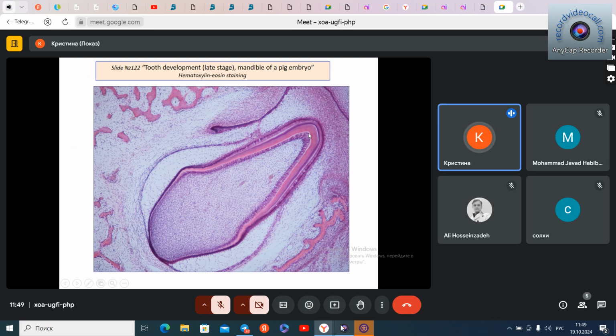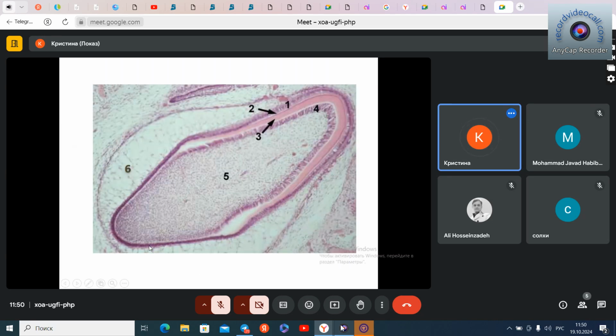odontoblasts, predentin, dentin, enamel, ameloblasts, future cuticle, which contains outer enamel epithelium, stellate reticulum, and intermediate epithelium. Outer enamel epithelium will meet together with inner epithelium in this region and form the cervical loop, which will navigate the development of the tooth root.